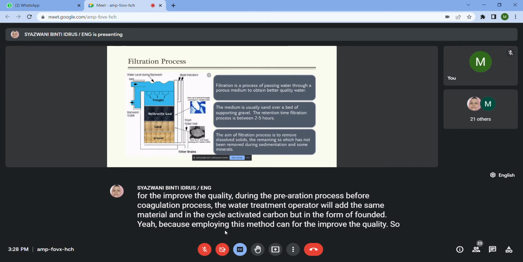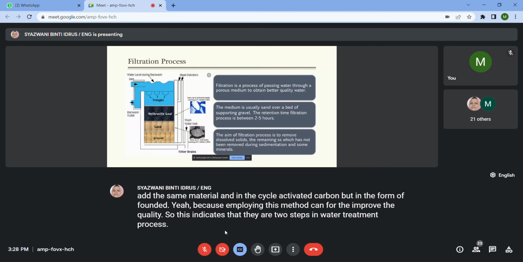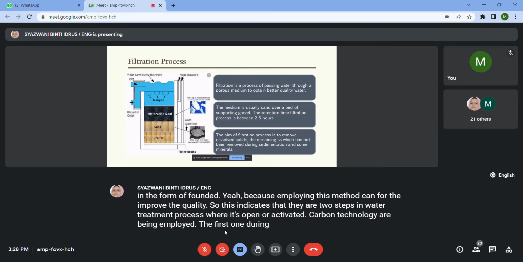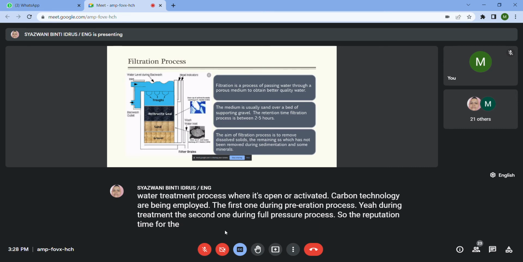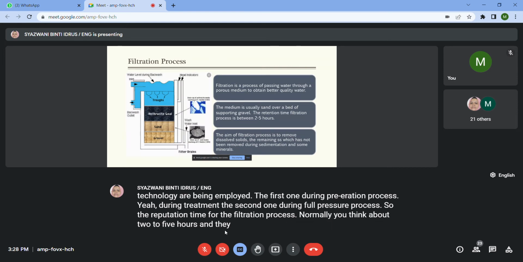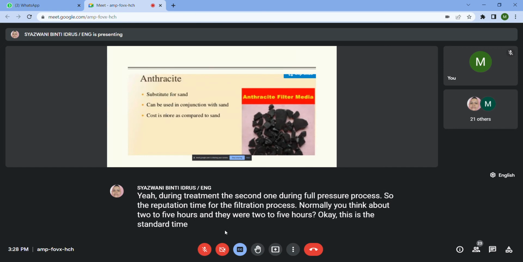So this indicates that there are two steps in the water treatment process where adsorbent or activated carbon technology is employed. The first one is during the pre-aeration process, during pre-treatment. The second one is during the filtration process. The retention time for the filtration process normally takes about 2 to 5 hours. Okay, this is the standard time for the filtration process.